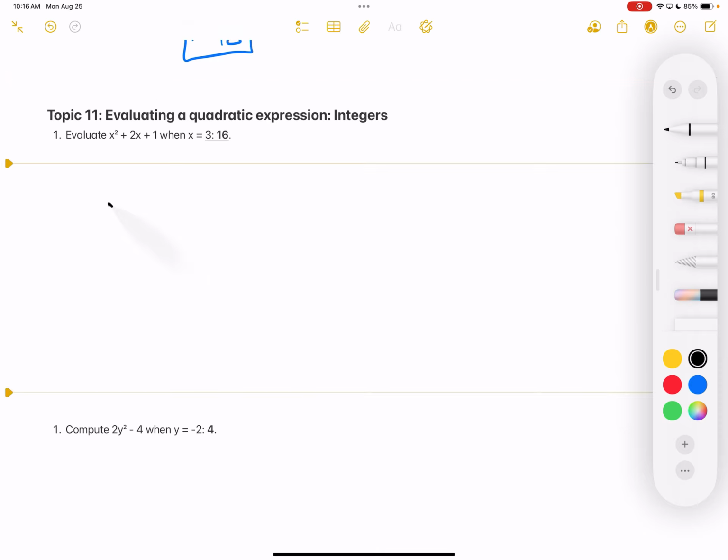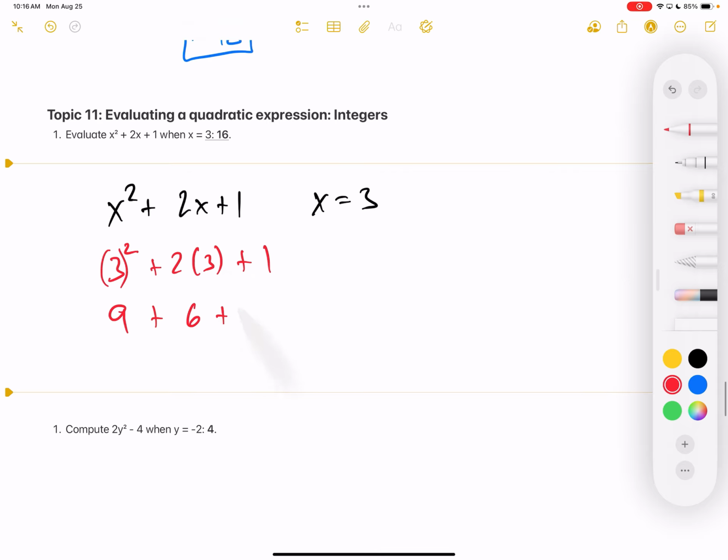On this one, we have x squared plus 2x plus 1, and we want to know when we plug in a 3, what happens. So when I plug in a 3, I get 3 squared plus 2 times 3. So I put a 3 everywhere there's an x. Every x changes to a 3, and then I go through my order of operations. So exponent first, 3 squared is 9, 3 times 3 is 9, 2 times 3 is 6, and then I can add those up and get my answer.